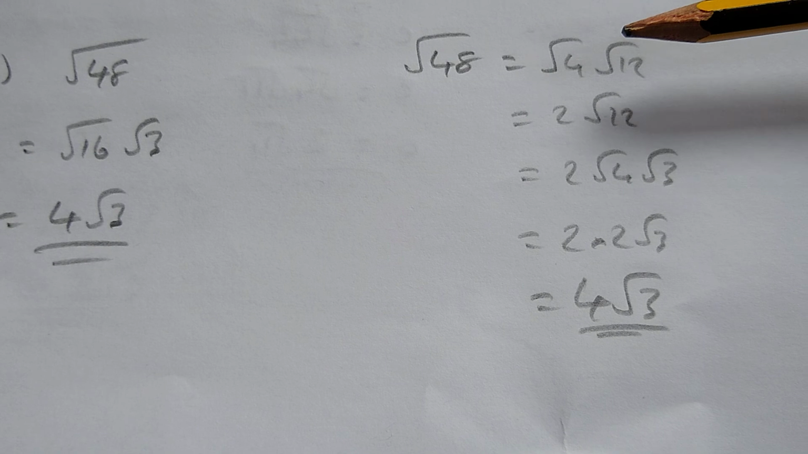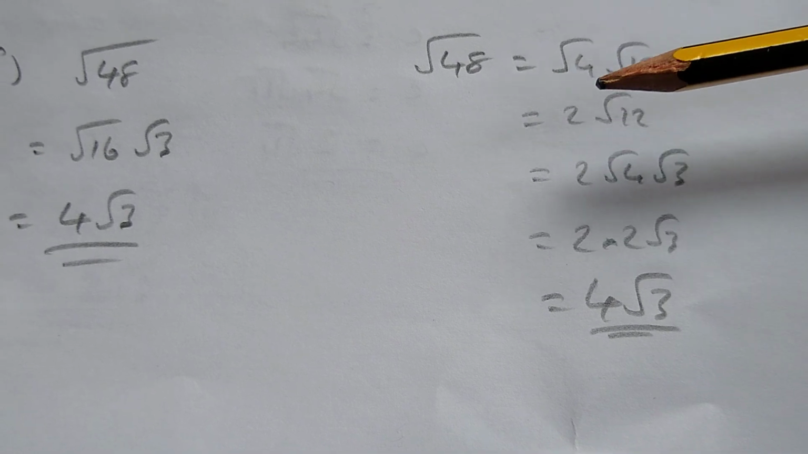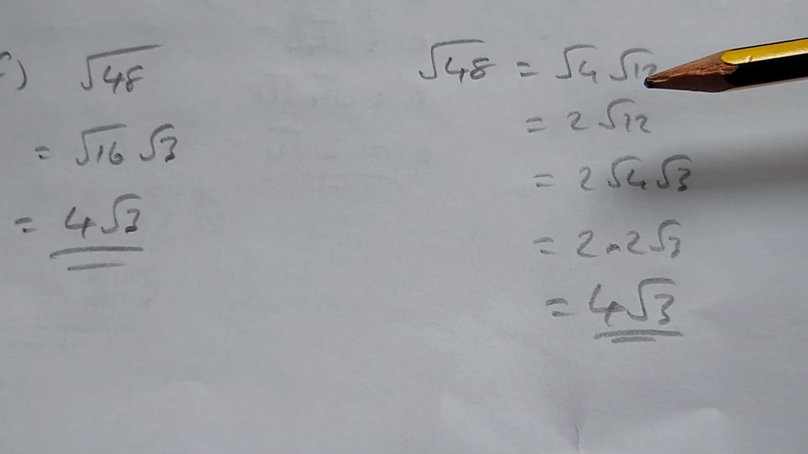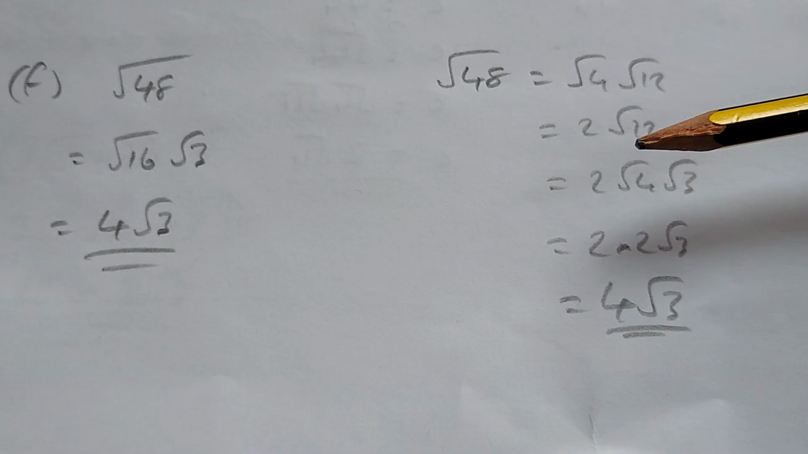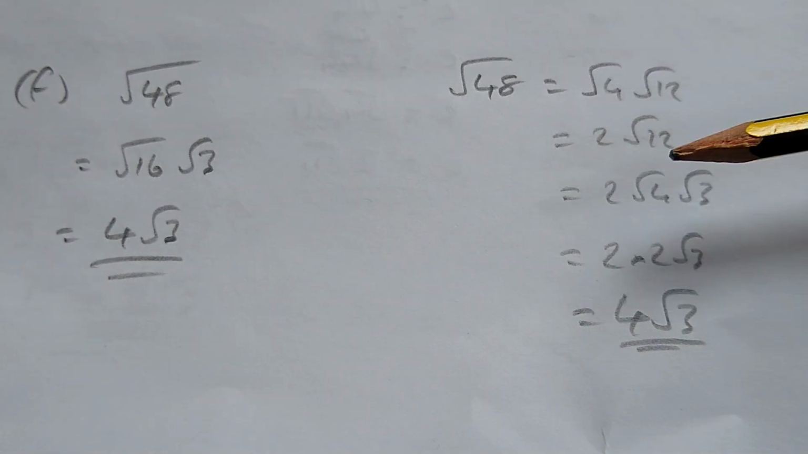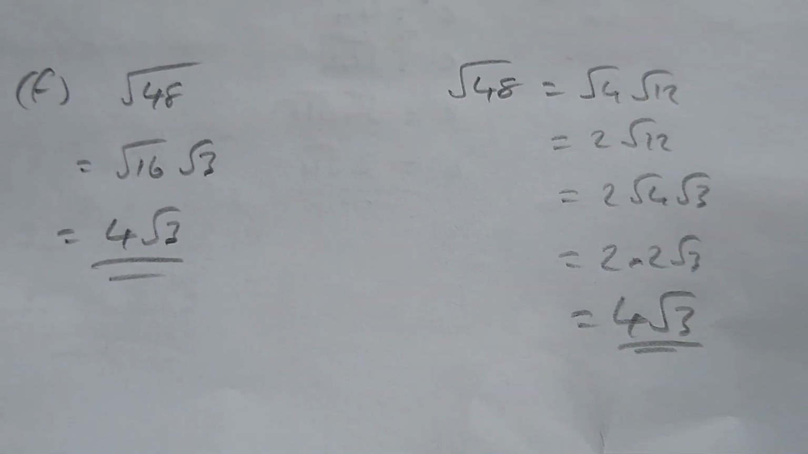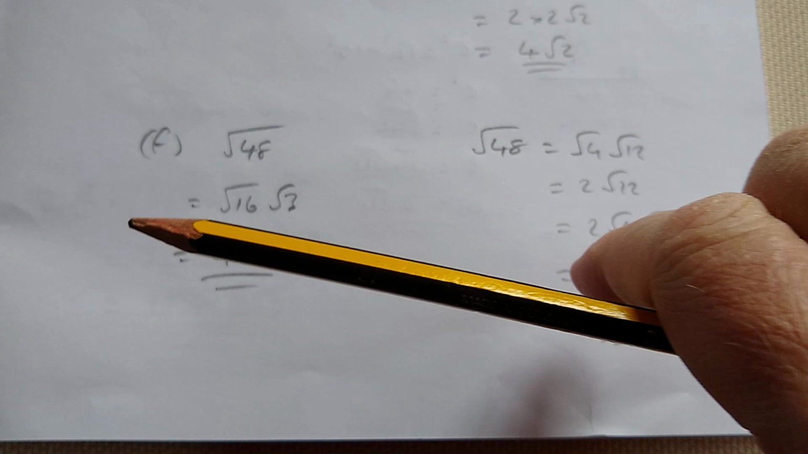Again, on this one, we may have done root 4 root 12 and got to an answer of 2 root 12 and be thinking, I can't do this. Why can't I do this? You just need to try and simplify the root 12, which is root 4 root 3. So we've got 2 times 2 root 3, which is 4 root 3.